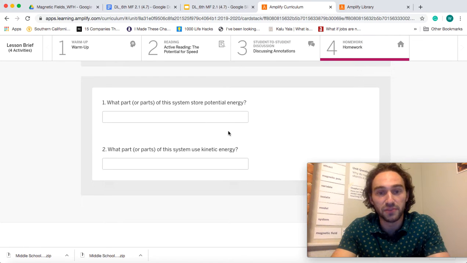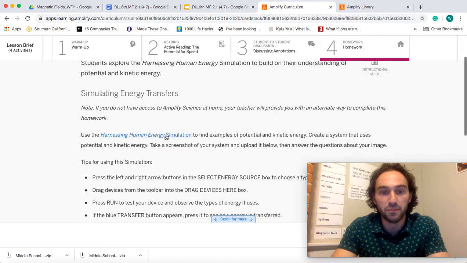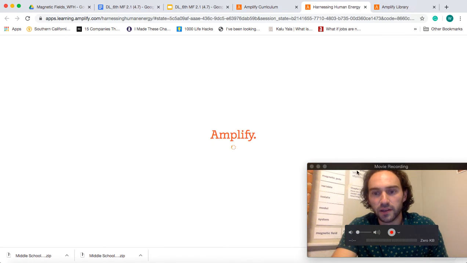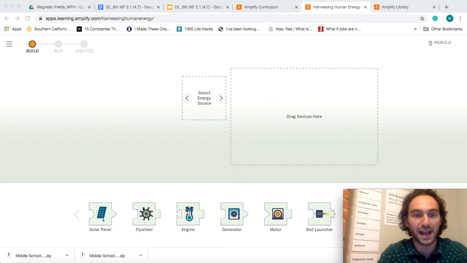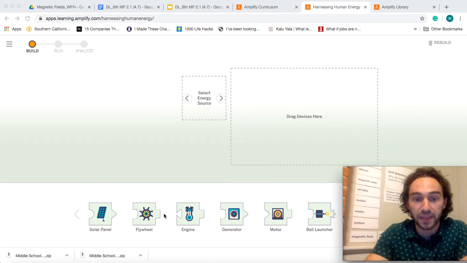What parts of the system store potential energy? What parts of the system use kinetic energy? What's cool is this simulation is very different; you haven't used it before. You're going to drag up different kinds of equipment, so be engineers here and build yourself something cool.